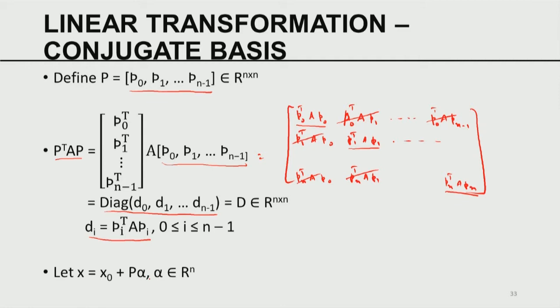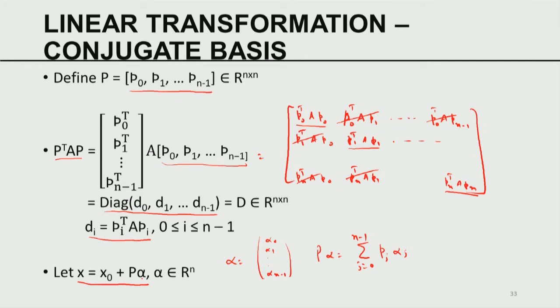The coefficients of the linear combinations are alpha. Let alpha be a vector in R^n, where alpha is essentially given by alpha naught, alpha 1, up to alpha n minus 1. So, P alpha is essentially the summation of p_j alpha_j, j equal to 0 to n minus 1, the linear combinations thereof. P alpha is a very succinct way of representing the sum. So, from the previous slide, we now know any x can be expressed as x naught plus P alpha.